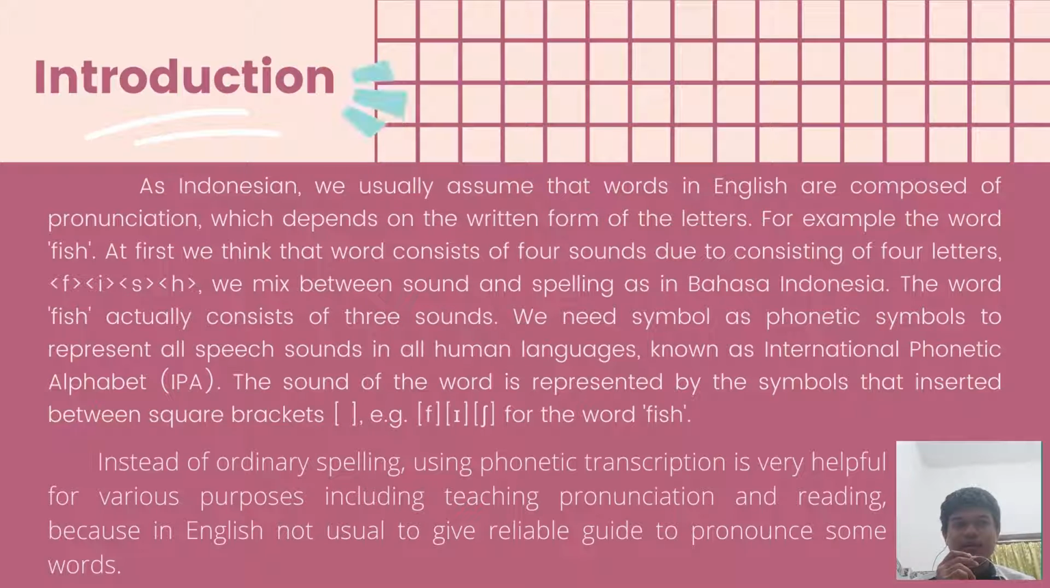We need phonetic symbols to represent all speech sounds in all human languages, known as the International Phonetic Alphabet or IPA. The sound of the word is represented by the symbols inserted between square brackets, for example, F, I, and H for the word fish. Instead of ordinary spelling, using phonetic transcription is very helpful for various purposes, including teaching pronunciation and reading, because in English, spelling is not usually a reliable guide to pronouncing some words.